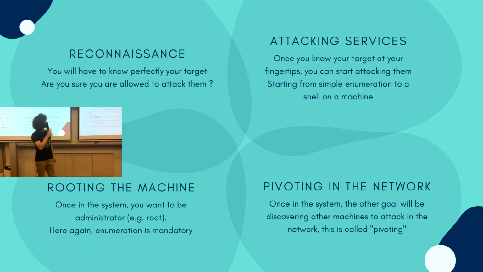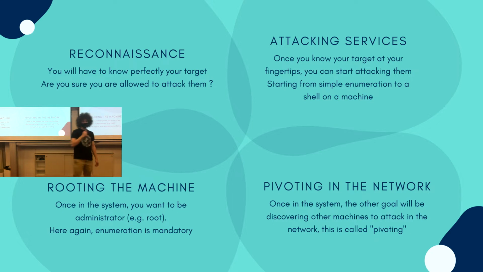So here are the steps of a pen test. The first step is reconnaissance. You have to know your target perfectly. You really have to know how many people are in the enterprise, how many people work in each service, and what they sell. For example, if your company asks you to pen test them and they sell flowers, or if they have two websites, you have to know that. You have to know everything. You also need to have proof that you have the right to attack them. This is very important.